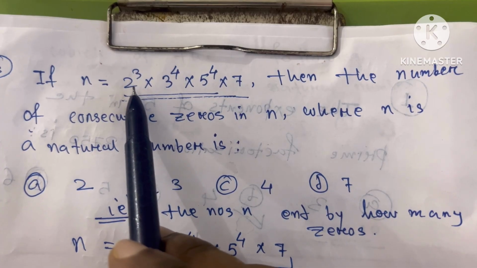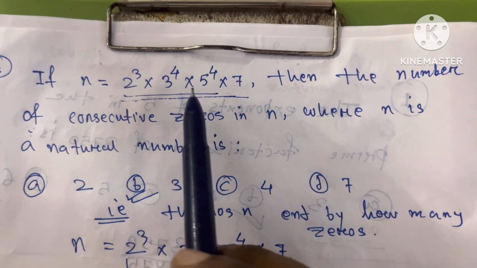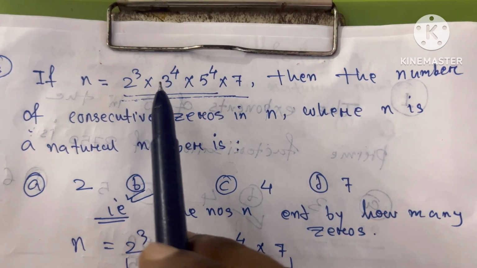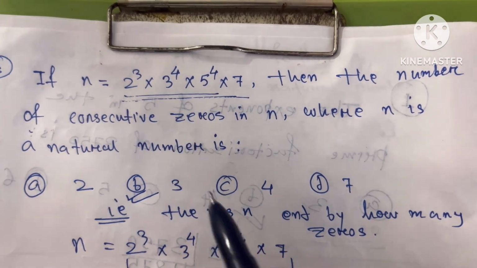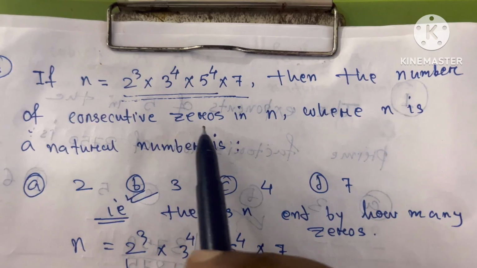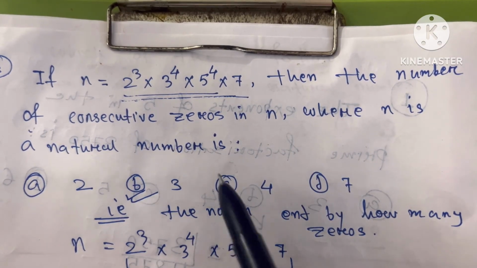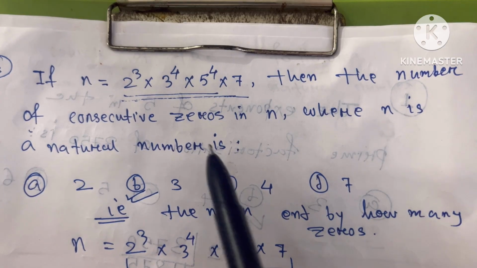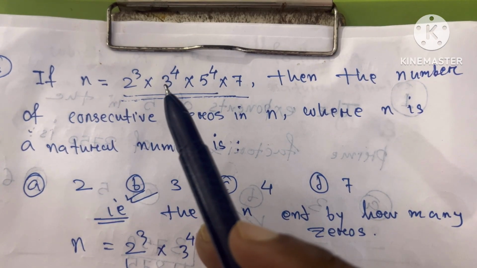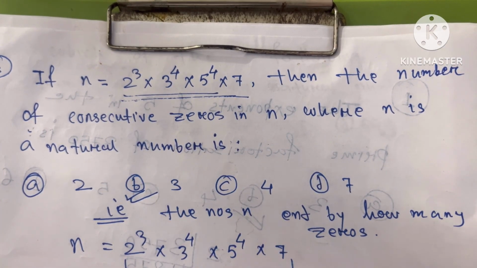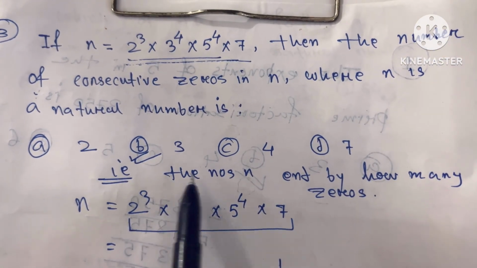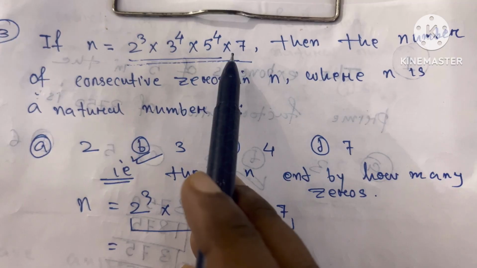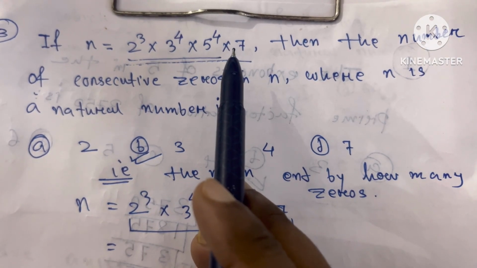If n is equal to 2 to the power 3 into 3 to the power 4 into 5 to the power 4 into 7, the number n written in the form of product of prime exponents, then the number of consecutive zeros in n, where n is a natural number. So that means we want to find by how many zeros the number n ends. If you multiply all the factors, you'll get the value of n.